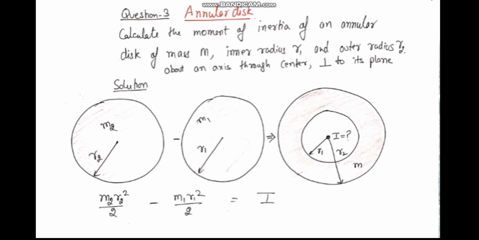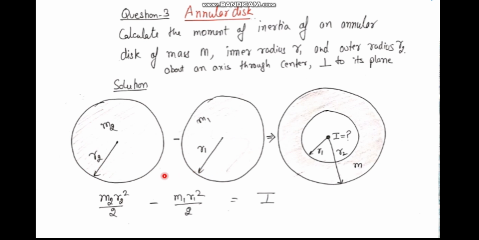Now let's take another good example. Here I want to find the moment of inertia of an annular disk. This is an annular disk whose inner radius is R1, outer radius is R2, mass is M. We want to find the moment of inertia about an axis through the center perpendicular to the plane. This annular disk can be thought to be derived by taking a complete disk of radius R2 and removing a part of radius R1 from it.